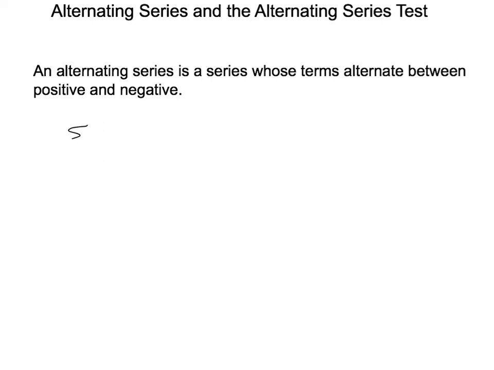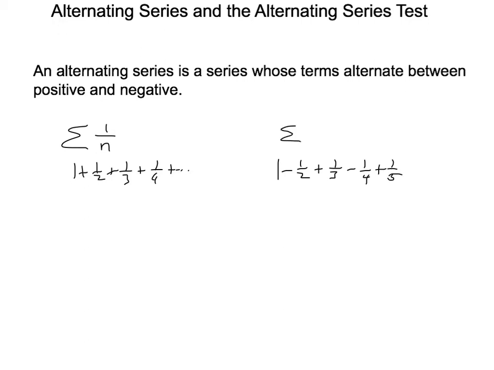You all know that the harmonic series is just the sum of 1 over n. If we take that series, and instead of it being 1 plus a half, plus a third, plus a fourth, and so on, we wanted it to alternate, to be 1 minus a half, plus a third, minus a fourth, plus a fifth, what we could do is take the sum of negative 1 to the n plus 1, over n.